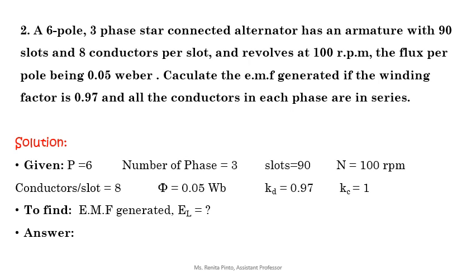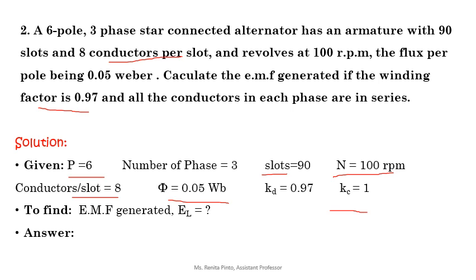So they have given you number of poles 6, 3-phase, again 3-phase. Now, total number of slots is given, which is 90. Conductors per slot is given, that is 8. It revolves at 100 rpm, that means speed is given, N is equal to 100 rpm. Flux is given, which is 0.05 Weber. Also, they have given you winding factor, that is Kd 0.97. And if you see the question here, pitch factor is not given. Since they have not given you the pitch factor, you can directly assume as 1. So I will take Kc equal to 1.